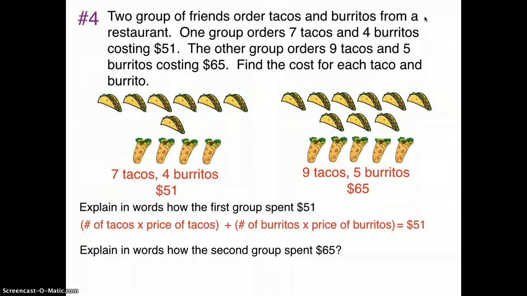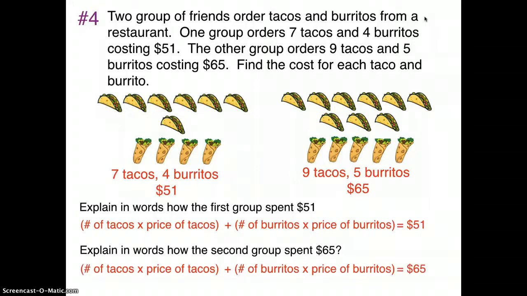Please note that they ordered the same type of items. They ordered tacos and they ordered burritos. They just ordered a different amount. So the same thing is still going to apply. You're going to take the number of tacos, multiply it by the price of the tacos, just so we can figure out how much it's going to cost for the tacos alone. And then let's consider the burritos that they also wanted. So you're going to add the number of burritos times the price of burritos. So in this case, the second group spent $65, so it should equal 65.